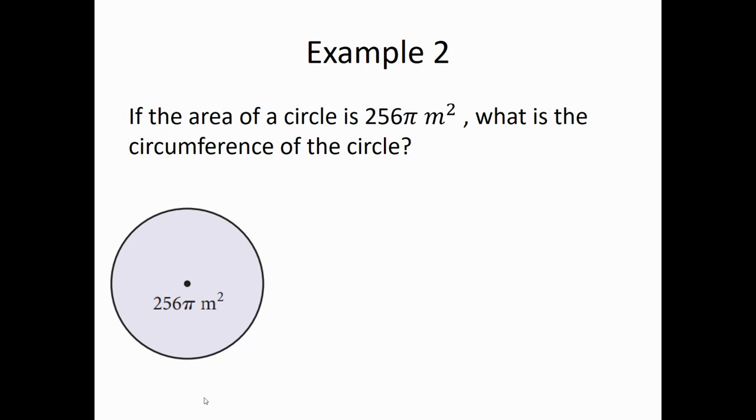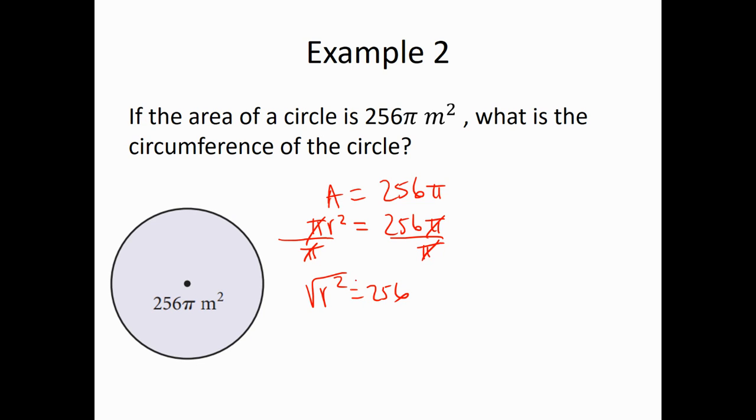Okay. Another example. Now we're given the area of a circle, it's 256 pi meters squared. What is the circumference? So the first thing we want to do is set this equal to pi r squared, because that's the formula for the area. Then we can solve this equation for r. Divide both sides by pi. R squared equals 256, and now we take the square root of both sides. R equals 16. So the radius of this is 16.